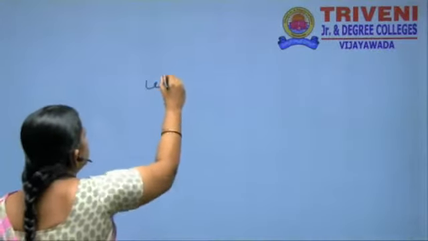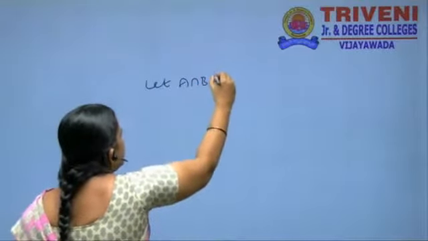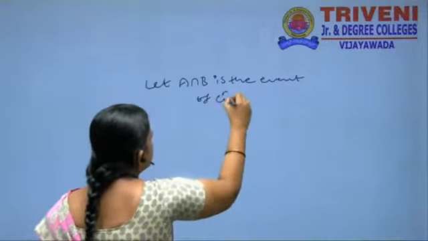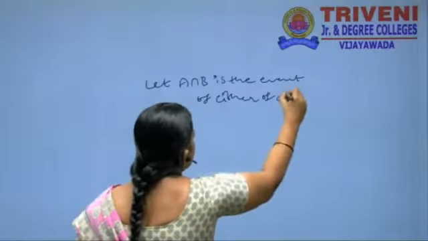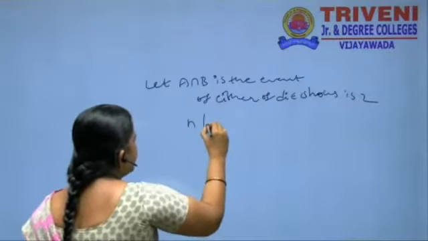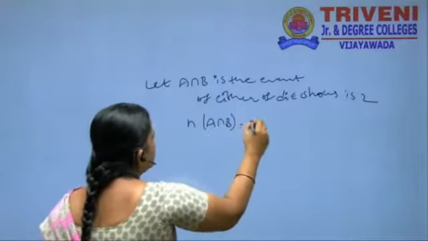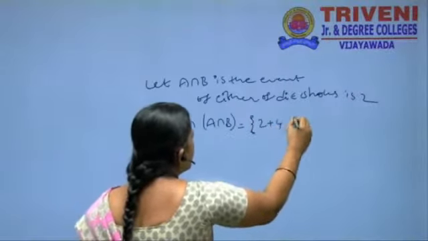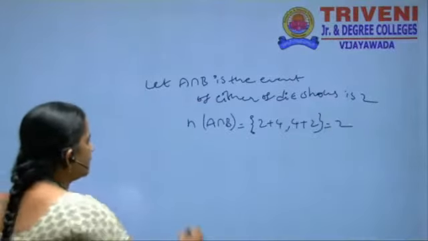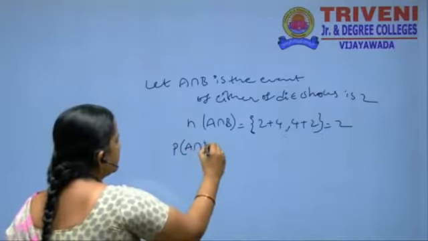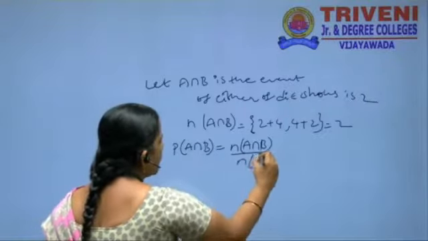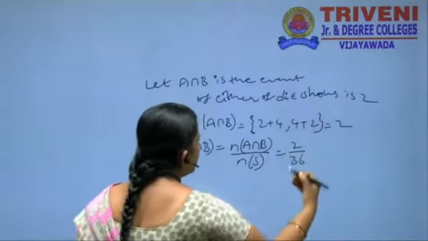Let A intersection B be the event that either of the dice shows 2. Either of the dice shows 2 means n of A intersection B is equal to, what are the dice here? 2 plus 4 and 4 plus 2. How many chances are there here? 2. Therefore, P of A intersection B is equal to n of A intersection B by n of S, that is equal to 2 by 36.